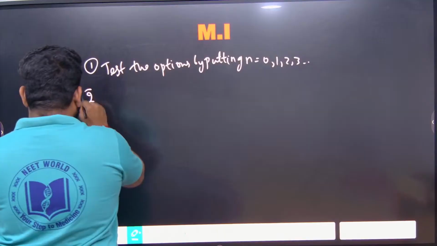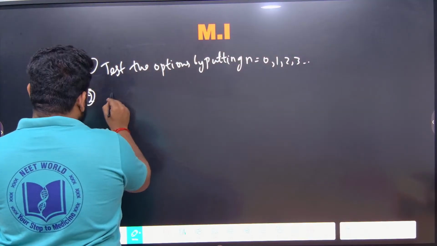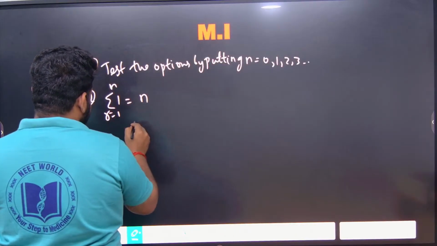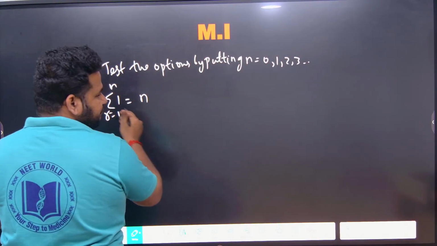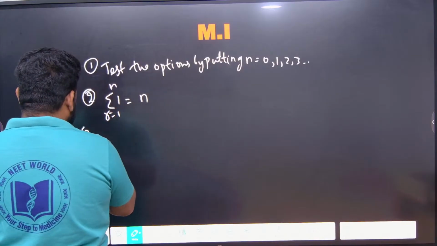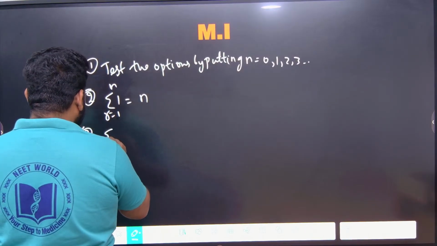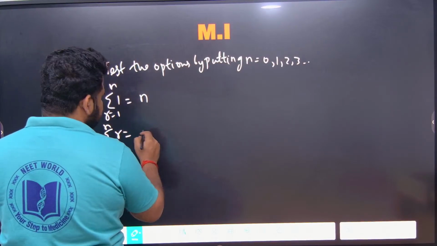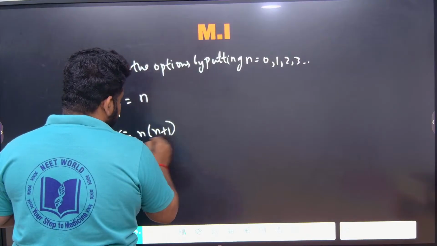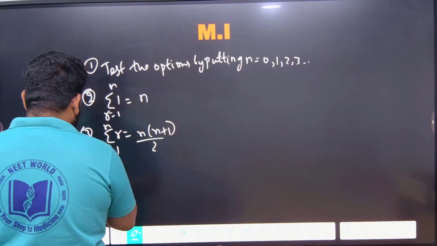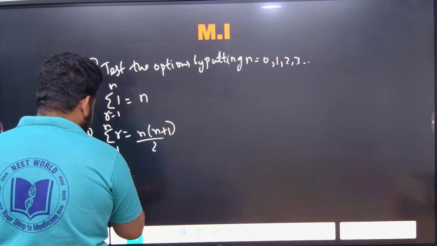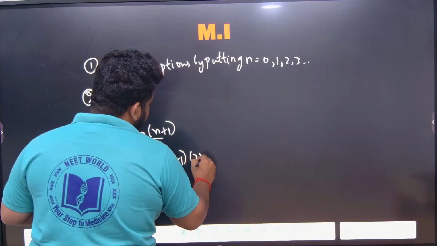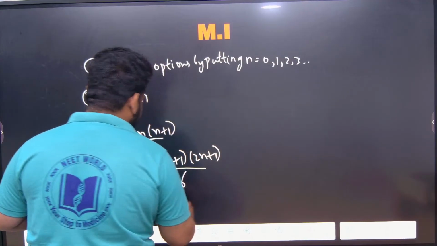Second thing, you have to know certain formulas. Summation of r running from 1 to n of 1 is n. If 2 is given, it is 2n. If 3 is given, it is 3n. Third, summation of r from 1 to n, that is up to n terms, is n into n plus 1 by 2. Fourth, summation of r square from 1 to n is n into n plus 1 into 2n plus 1 by 6.